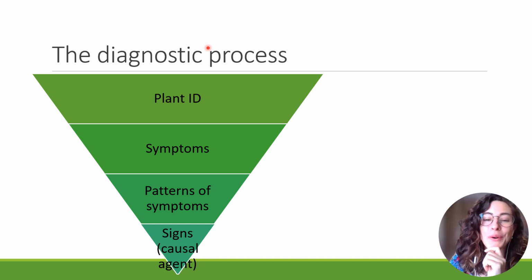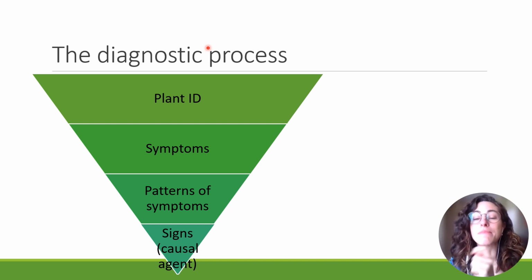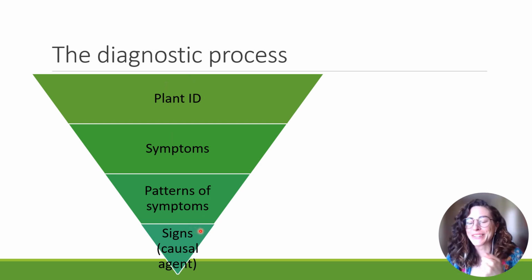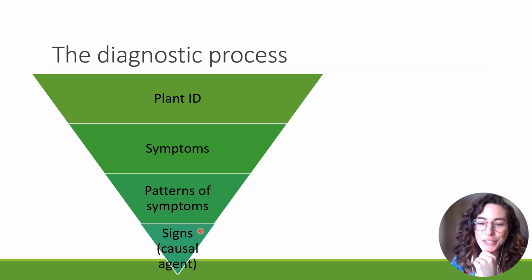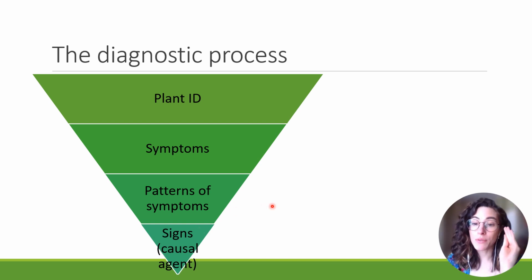All right, so the diagnostic process can be remembered by remembering PSPS, like calling a kitty to you. Yes, I do love a good kitty. And so we're just going to remember PSPS. That's our diagnostic process: Plant ID, symptoms, pattern of those symptoms, and then signs. And we'll break each one of these down as we go.